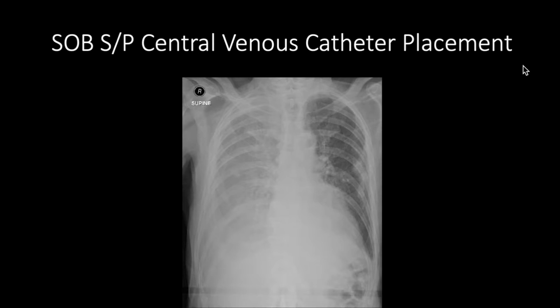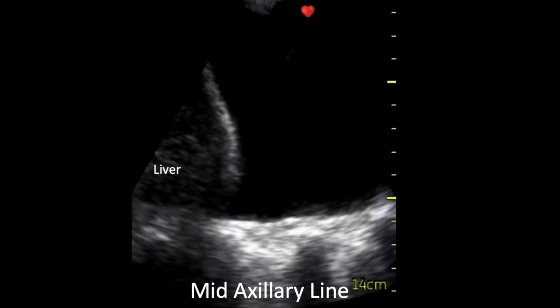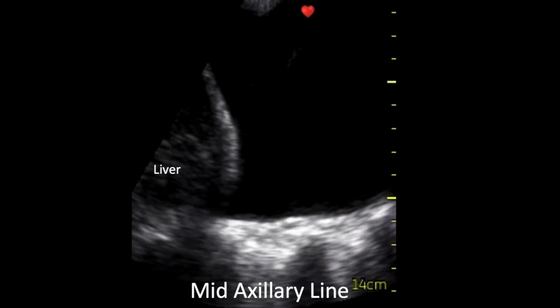What about this patient after their central venous catheter replacement? We have another whiteout here on the chest x-ray. What could be causing this? So again, whenever you have a whiteout on chest x-ray, ultrasound can help you clarify what is that white material. So here again, we're in the mid-axillary line on the right side.